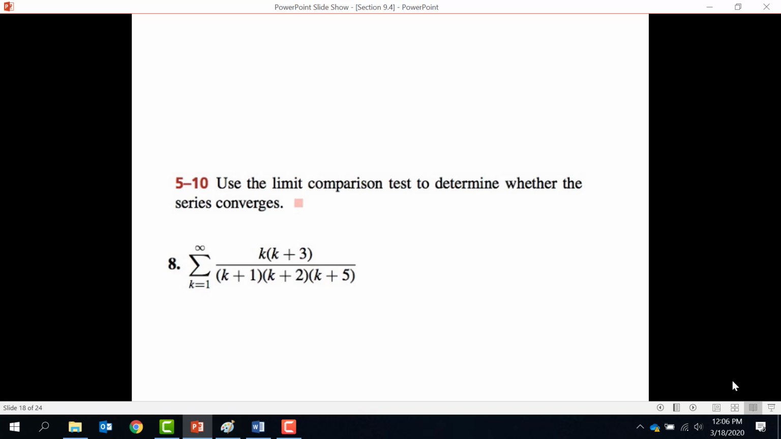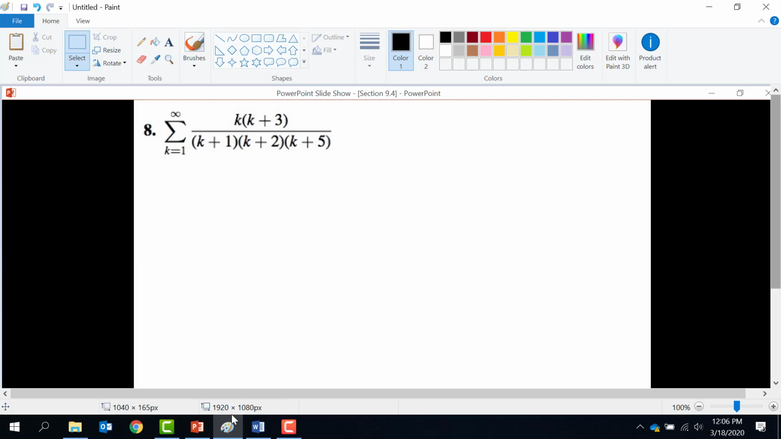So in our next problem, we're going to be doing the same thing. We want to use the limit comparison test to determine whether the series converges. And this looks kind of hairy and ugly. But again, I don't want to take the time to expand all this out. I don't have to. If we were to expand all this out, we would get a k squared on top from the k times the k, and we would get a k times k times k, a k cubed on the bottom.